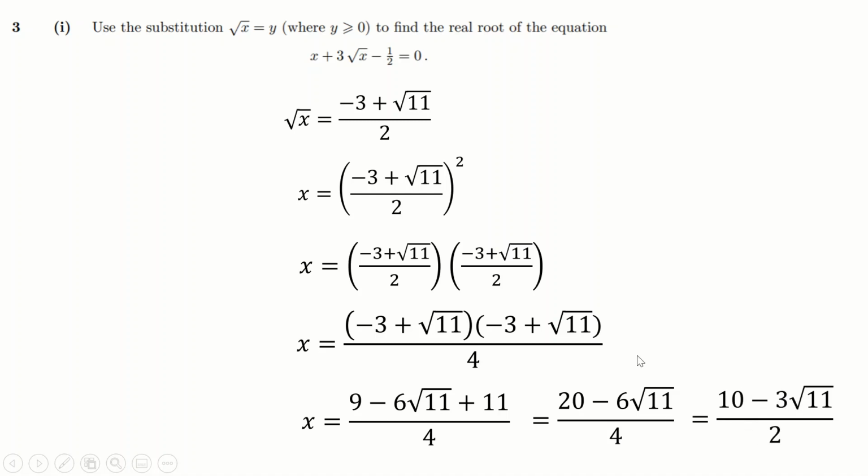So yeah, just be really careful of that y being positive thing. If you're making this substitution, this is always positive. And in fact, it says in the question, doesn't it? So you can actually read it. They were kind enough to just give it to you.